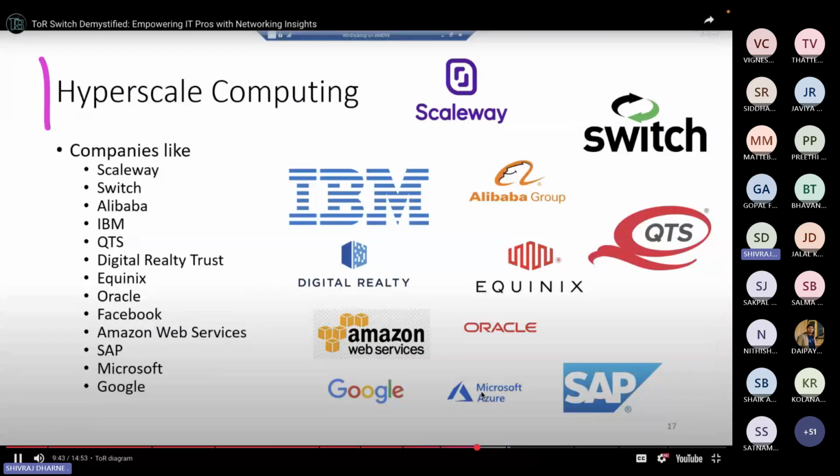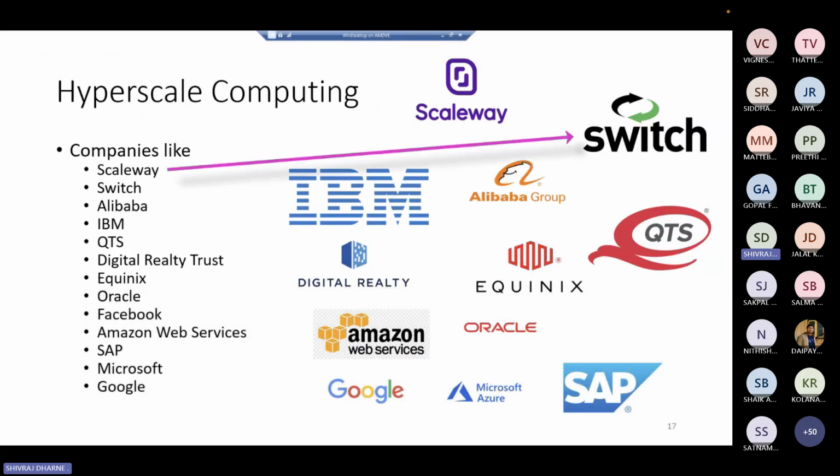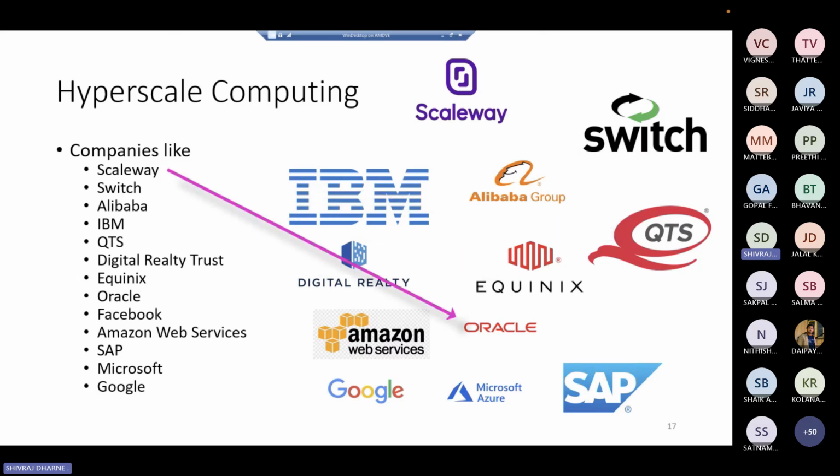This brings us to another term, hyperscale computing. Companies like Scaleway, Switch, Alibaba, IBM, QTS, Digital Realty Trust, Equinix, Oracle, Facebook, Amazon Web Services, SAP, Microsoft, and Google have this tremendous ability to scale their computing and their network. That's what spine leaf topology is all about.